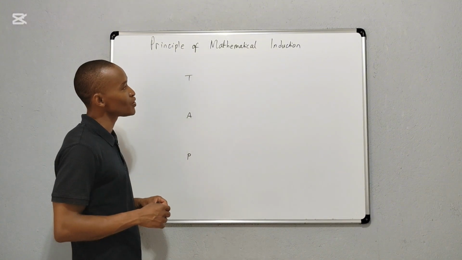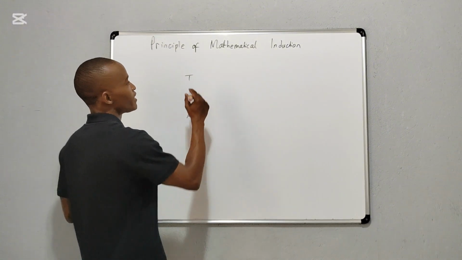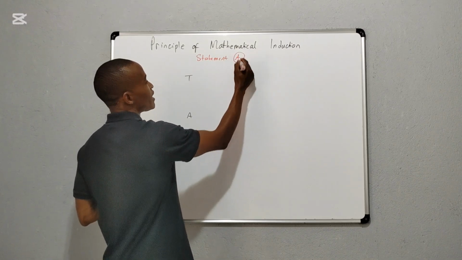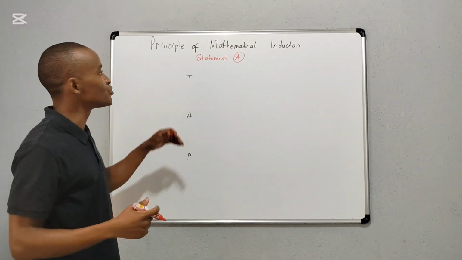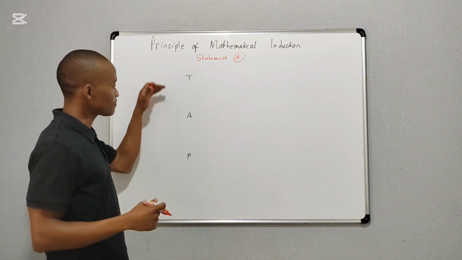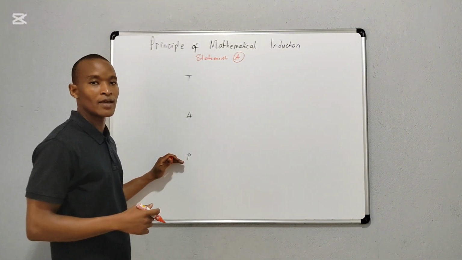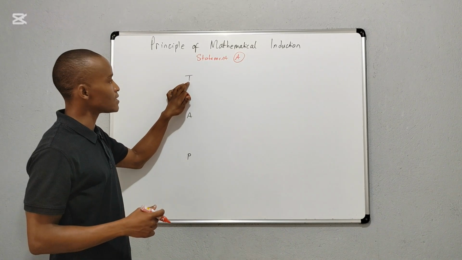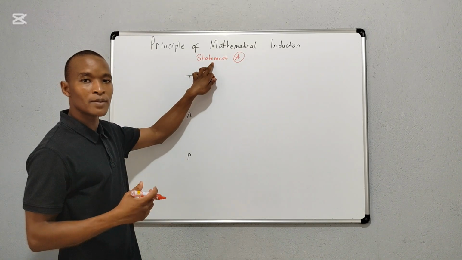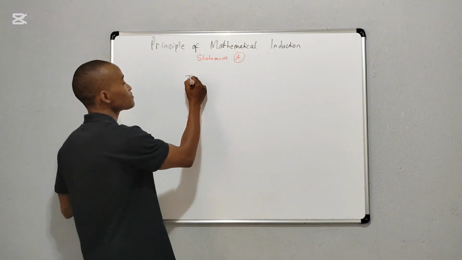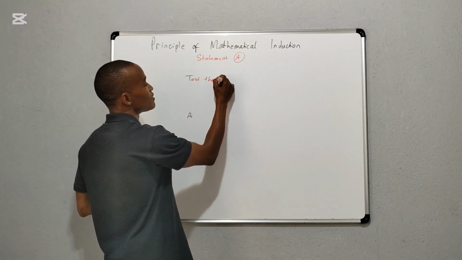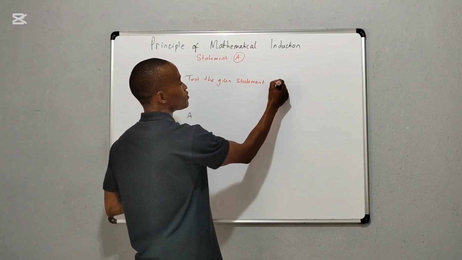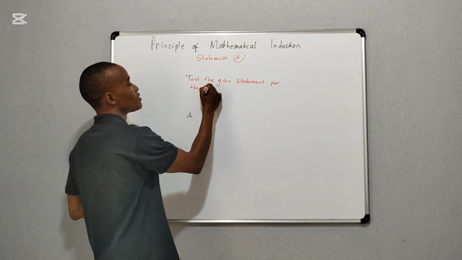Okay, so we are given a statement, suppose statement A, and we need to prove this given statement A using the TAP method. What does the T stand for? It means you need to test the given statement for the base case. So you test the given statement for the base case.